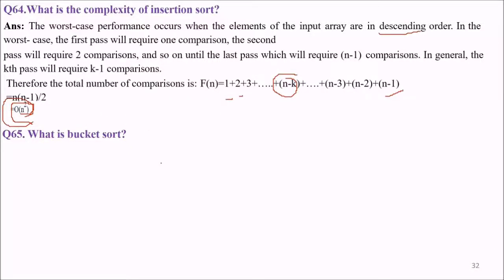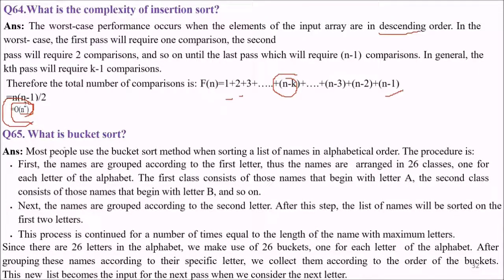What is bucket sort? See, most people use the bucket sort method when sorting a list of names in alphabetical order. We are talking about strings here, alphabetical order. So the procedure is, first these names are grouped according to the first letter. So we have around 26 classes, one for each letter of the alphabet. The first class consists of those names that begin with letter A, and the second consists of those that begin with letter B and so on. So the first bucket will be all A, second will be B and so on.